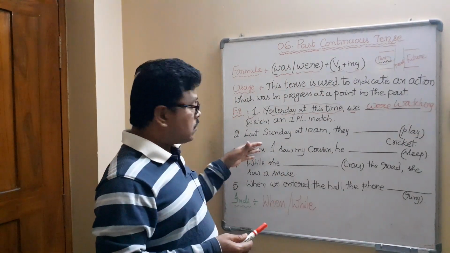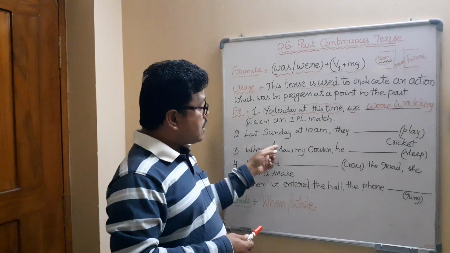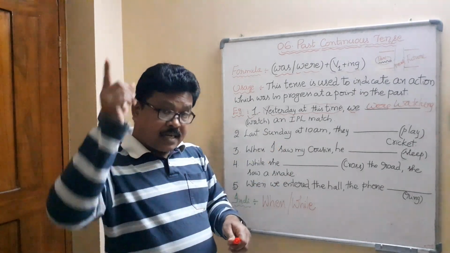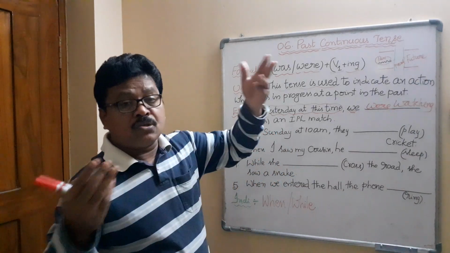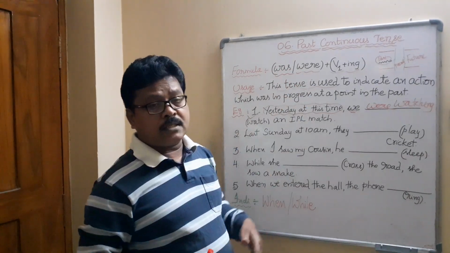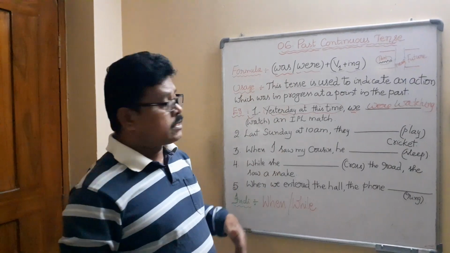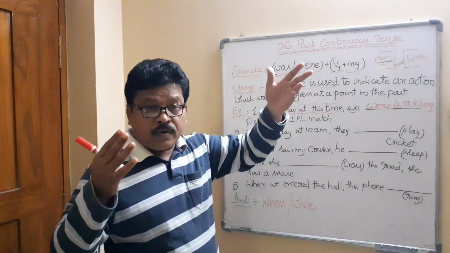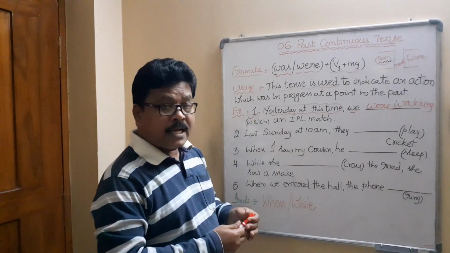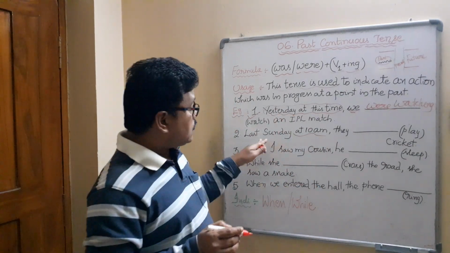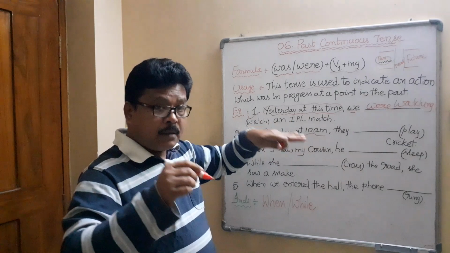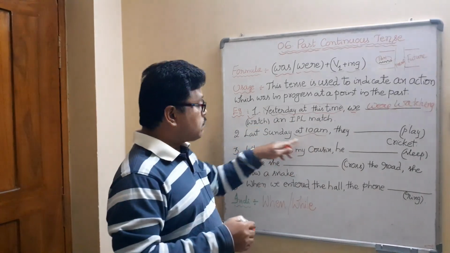Now coming to the second one. Last Sunday at 10 a.m. Only last Sunday means last Sunday we went to the zoo, last Sunday we went to a movie, last Sunday we went to a cafe, last Sunday we went to a restaurant. That's over. Last Sunday, and the extension is given, at 10 a.m. A particular time is also given. Past plus a particular point of time is given.